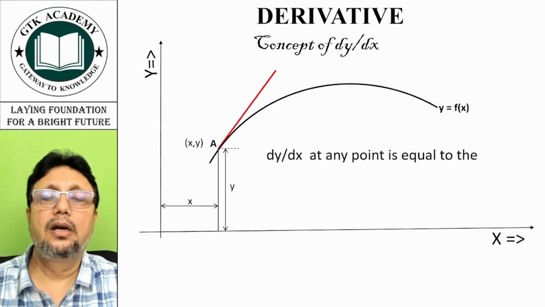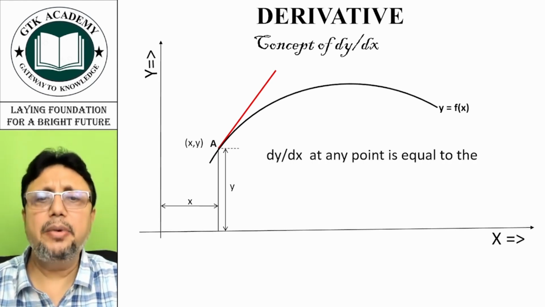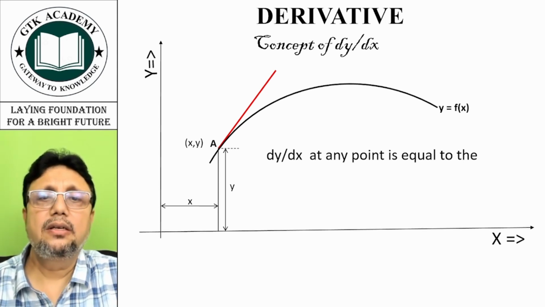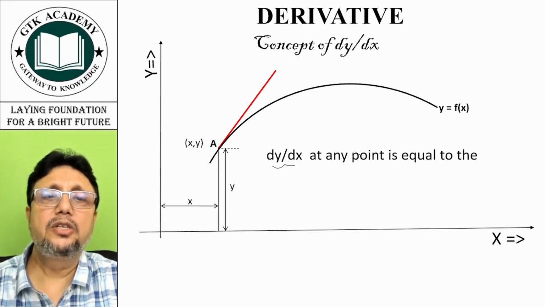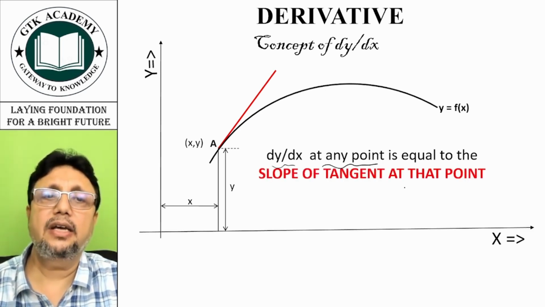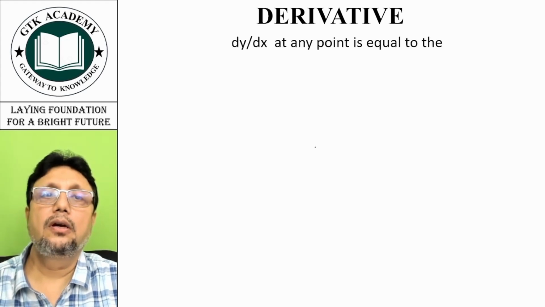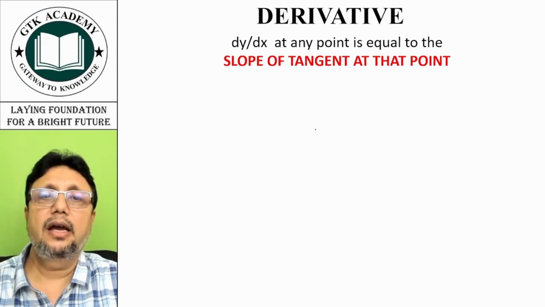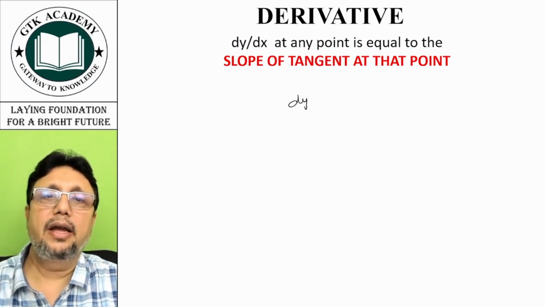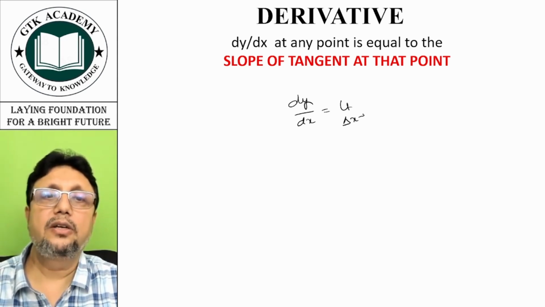So, what we discussed: dy by dx at any point, please note, at any point is equal to the slope of the tangent at that point. And dy by dx is equal to limit delta x tending to 0, delta y by delta x.